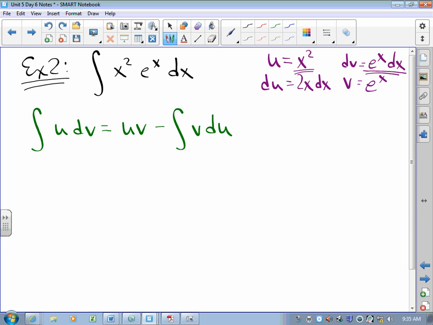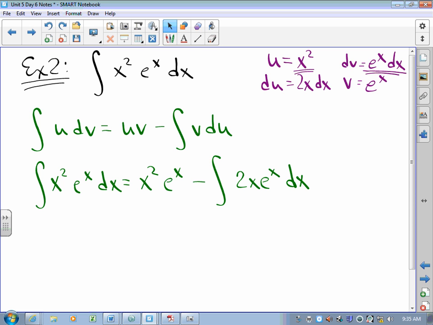So now it's just straight substitution. The integral of x squared e to the x dx is uv minus the integral of v du.